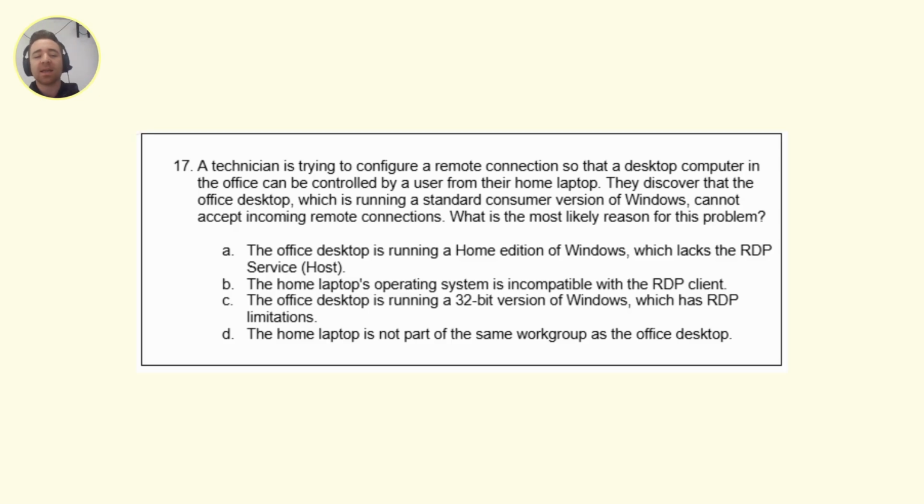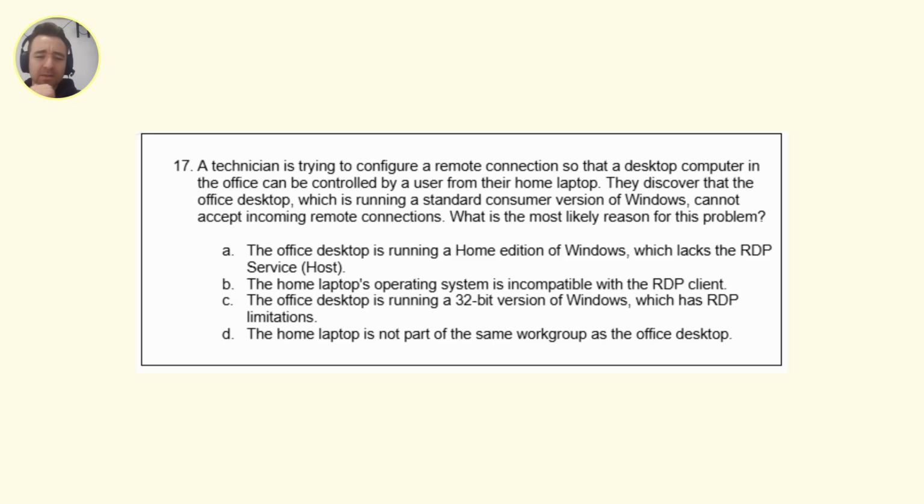The next question is, a technician is trying to configure a remote connection so that a desktop computer in the office can be controlled by a user from their home laptop. They discover that the office desktop, which is running a standard consumer version of Windows, cannot accept incoming remote connections. What is the most likely reason for this problem? Is it A, the office desktop is running a home edition of Windows which lacks the RDP service for host? Is it B, the home laptop's operating system is incompatible with the RDP client? Is it C, the office desktop is running a 32-bit version of Windows which has RDP limitations? Or is it D, the home laptop is not part of the same work group as the office desktop?